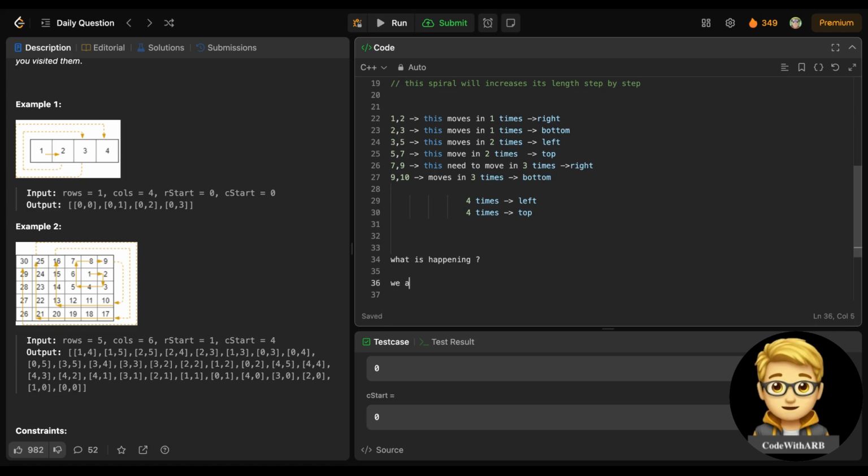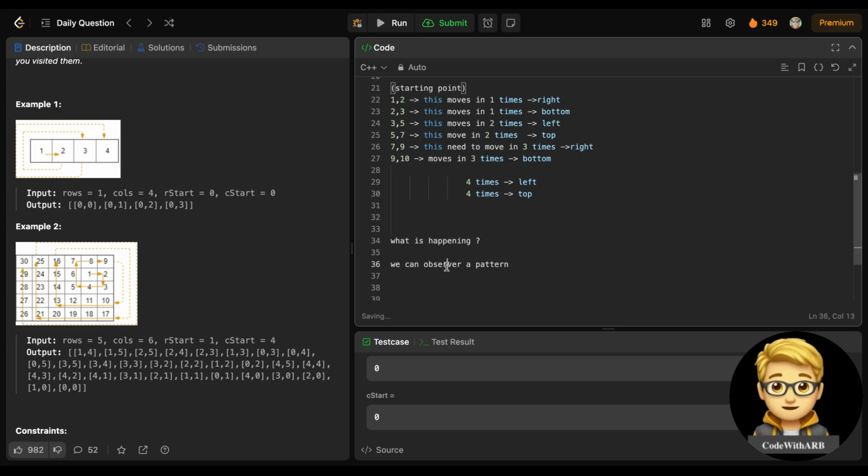We can observe a pattern. Forget about all the other things, just focus on this pattern and how it is moving. This is just a starting point. Now what if you observe the pattern?